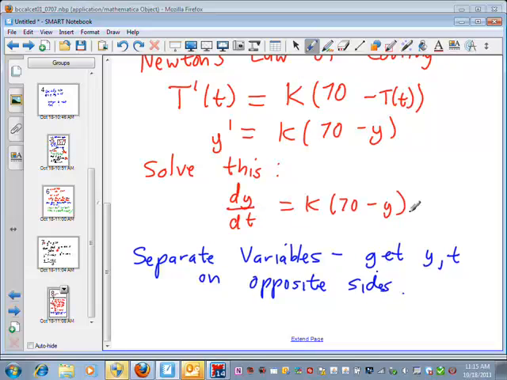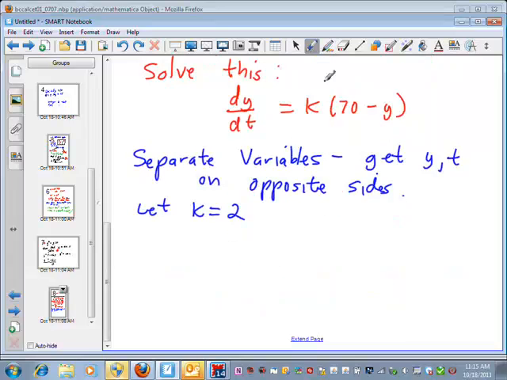And so for this example, I'm going to go ahead and let k be 2. Okay, so I'm going to let k be 2 because I don't want it to be too abstract. And so now we have dy/dt is equal to two times (70 minus y). Okay. Questions about that?